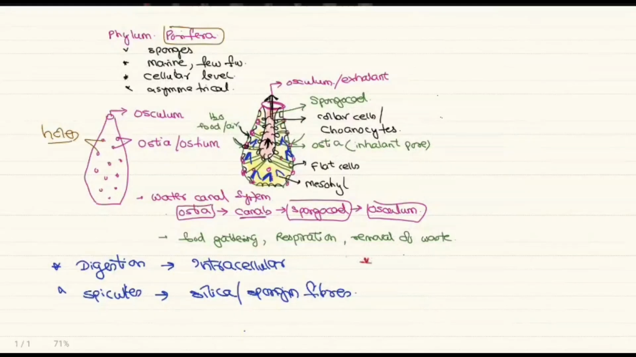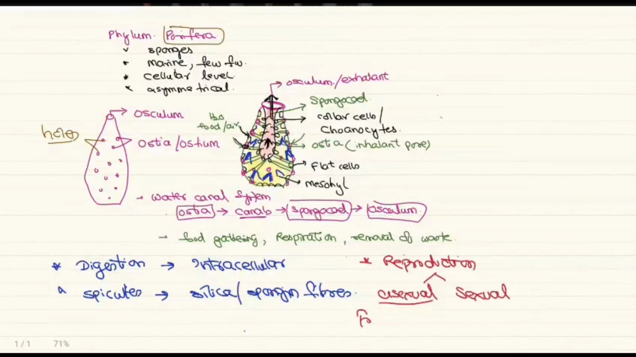Remaining all the systems are highly reduced. So which system is well developed? The reproduction system is well developed. So coming to reproduction, they have two types of reproduction. These are asexual reproduction and sexual reproduction.